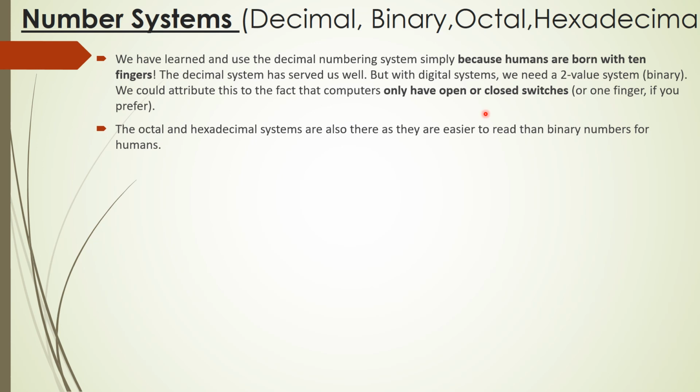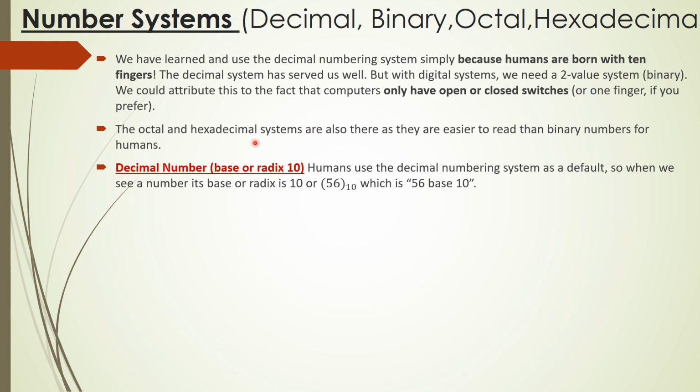The other systems are octal and hexadecimal. They are also very important and, compared to binary, very easy to understand. Binary numbers are basically very difficult to read. Decimal is very easy to read. Being humans, we can read decimal easily, and octal and hexadecimal become very easy to read as compared to binary.